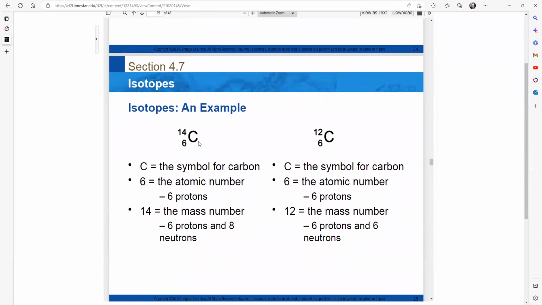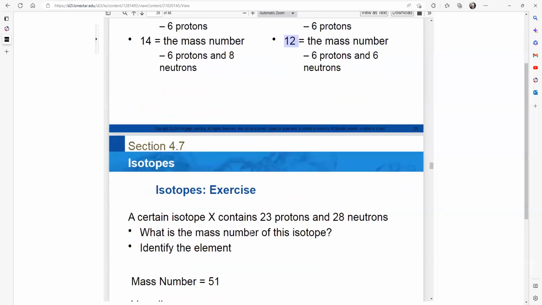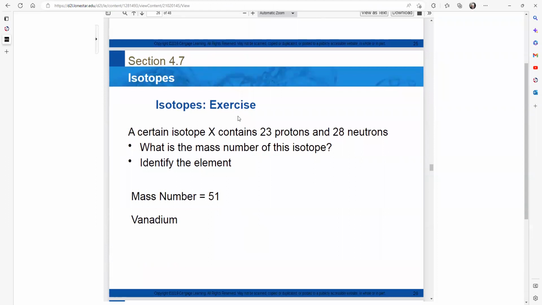For example, here you have two isotopes of carbon. In the first case, the mass number is 14 because it contains 6 protons and 8 neutrons. In the second case, the mass number is 12 because it contains 6 protons and 6 neutrons. Well, here you have an exercise. You can stop the video and answer it.